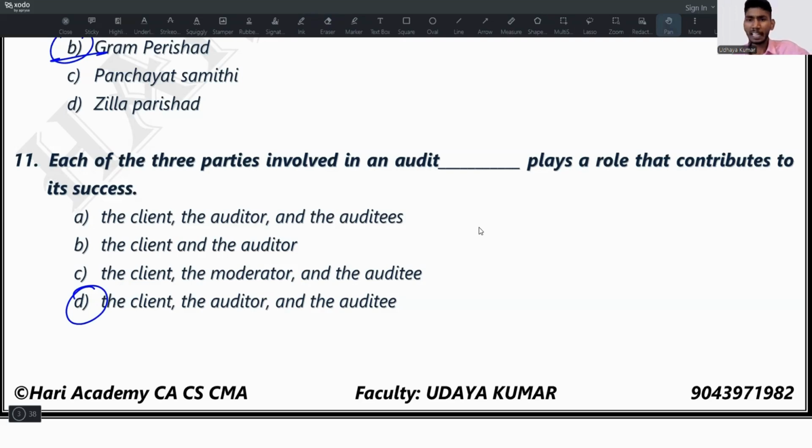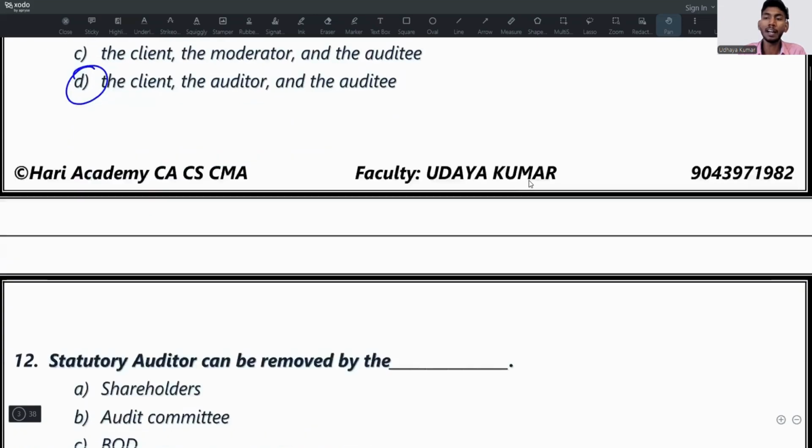So here the client is much more important, and in order to perform the audit, the auditor is necessary. Whereas auditee, what does it mean? The term auditee is essentially the part of the client being audited. Usually we name it as the organization or department in the question. So the right answer is the client, the auditor and the auditee.